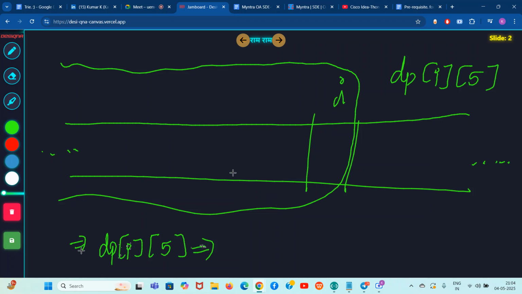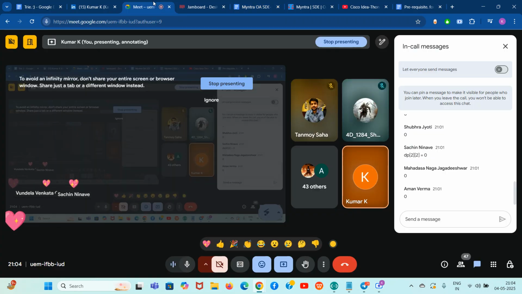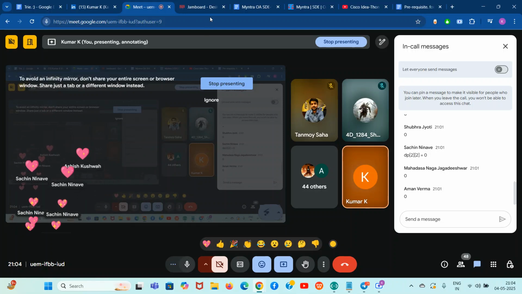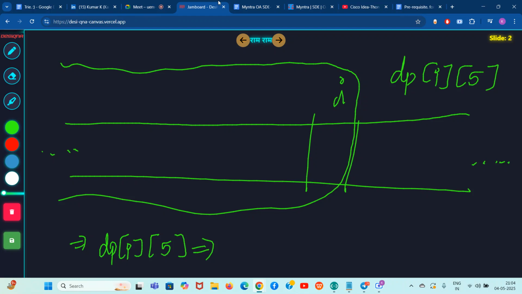So guys, partition dp algorithm means always fix the last part, because the earlier parts have already been solved. React with a love emoji if you know that you just have to focus on the last part, in partition dp, which I have taught very recently. Okay, good, great job.